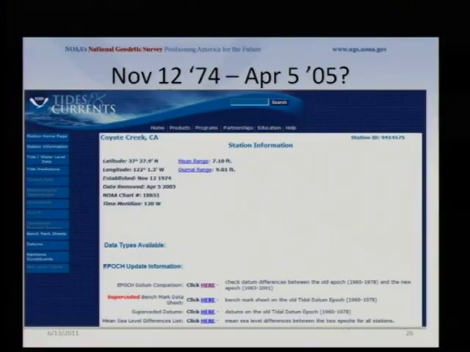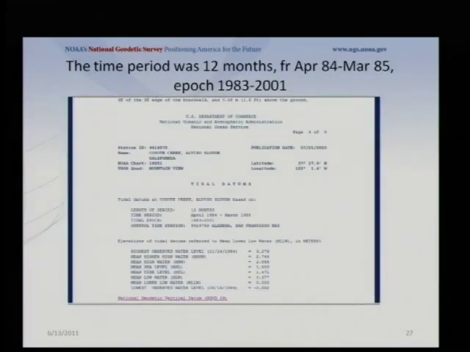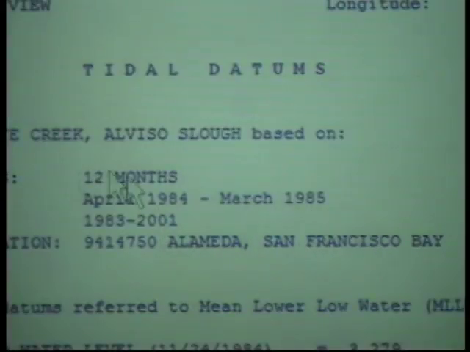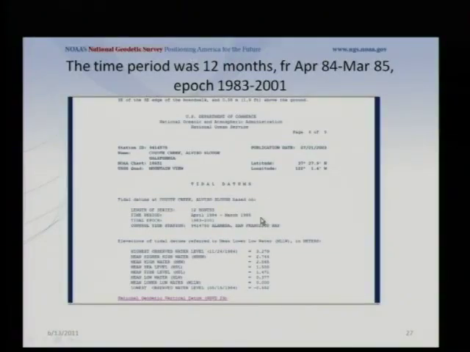So going back to the dates and the amount of data that was collected, it implies, to me anyway, and then CO-OPS wrote back and said, yeah, we know, that's one of the things that we really ought to change. But it was not collected for this amount of period. You can find that if you pull up the benchmarks sheet, what the actual period of data was for any one of these stations. In this case, the time period was 12 months, from April of 1984 to March of 1985.